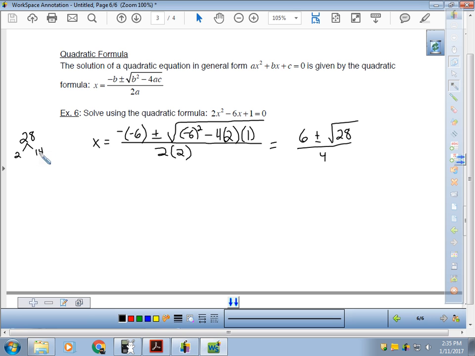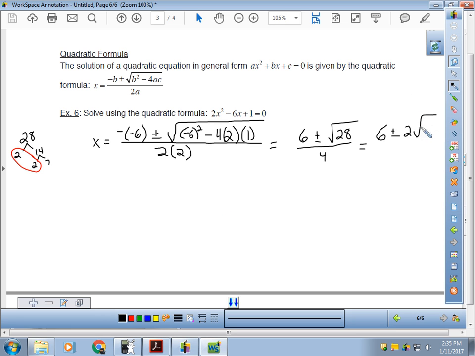What's the smallest number that goes into 14? Well, that's 2 again, so I have 2 and 7. What's the smallest factor that goes into 7? Well, 7 is the only factor that goes into 7. So this is what the factor tree looks like. Once you get there, you look for pairs. I have a pair of 2's, which means that I can take a single 2 out of this radical and put it in front. So what I would have is 6 plus or minus 2 square root.